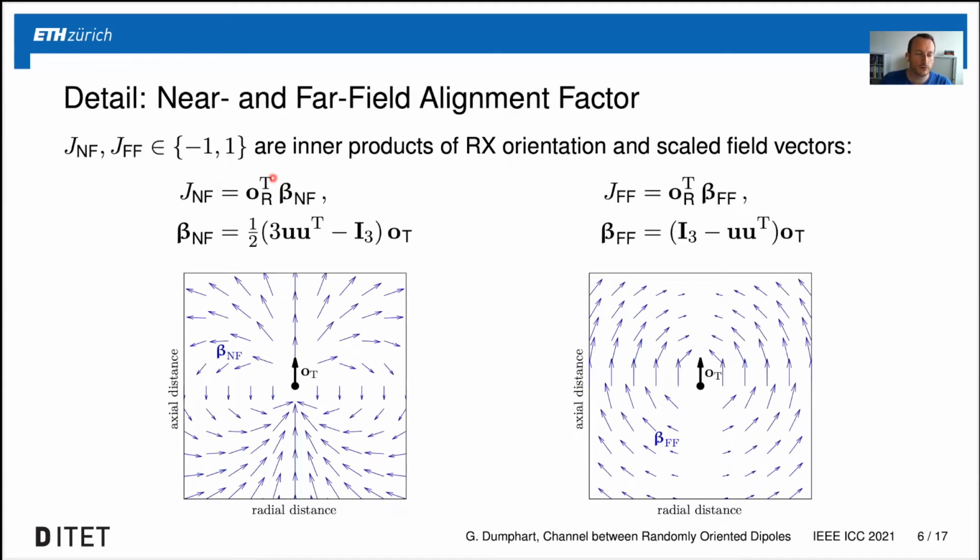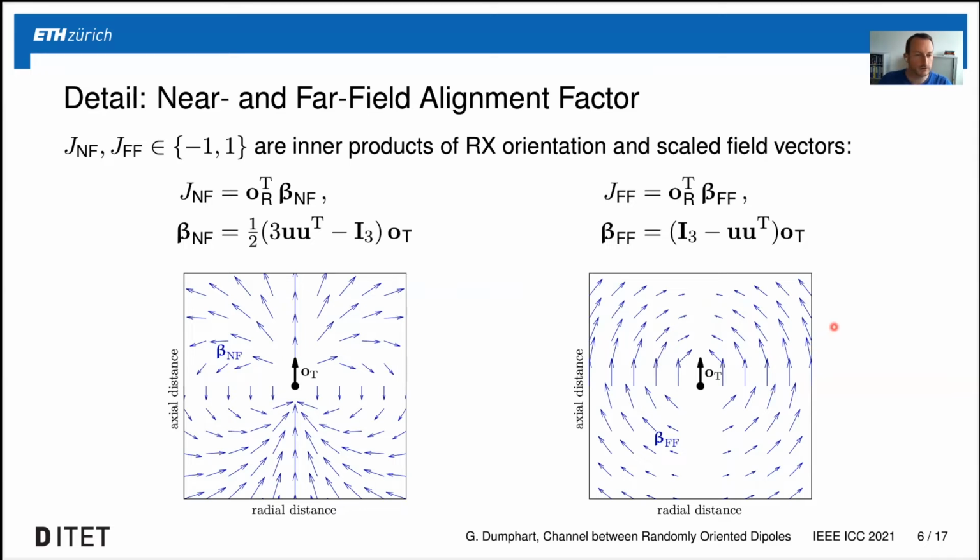These are inner products of the receiver orientation and some field vector. For the near field case, the field vector is the typical near field shape that everybody has seen in school. And for the far field, it's this radiated far field pattern.